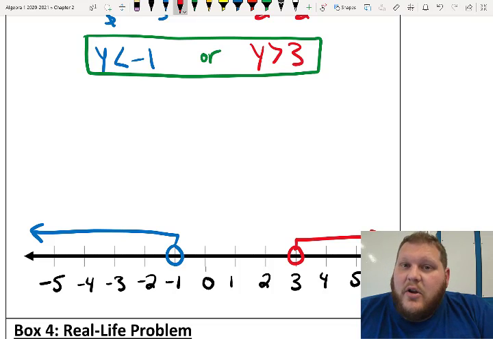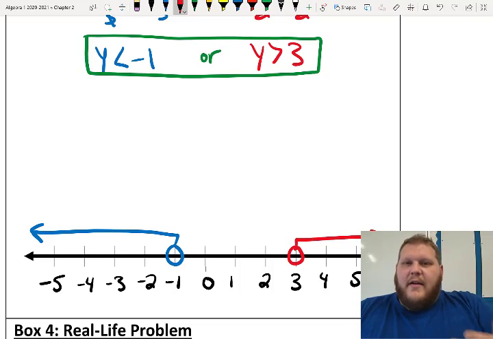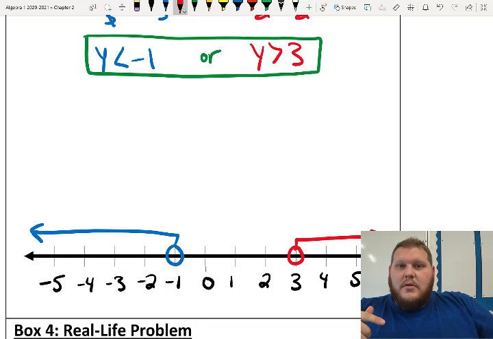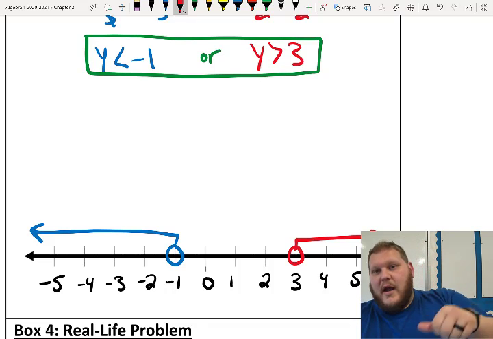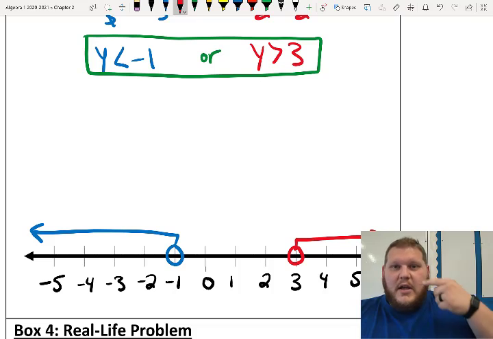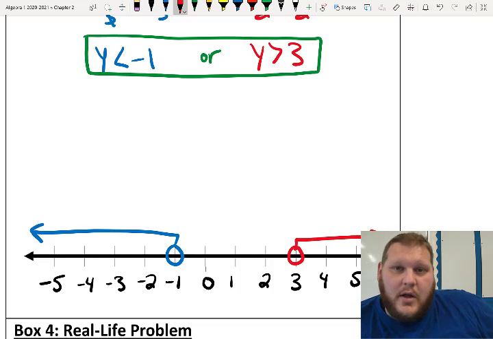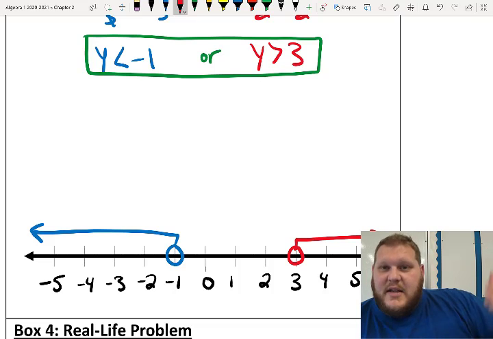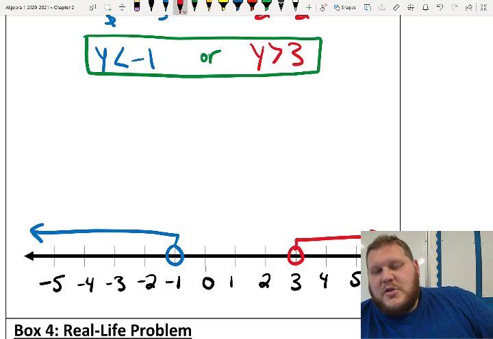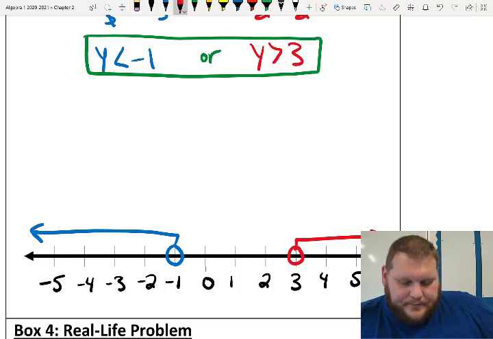If you go through and solve these and you have them pointing the same direction, they're both pointing to the left, they're both pointing to the right, or they're pointing towards each other for an OR problem, that means you probably did something wrong, and most likely you forgot to flip your inequality somewhere along the way. So take a look through your problem to see if there's a spot where that happened, or it could just be that you shaded the wrong direction.